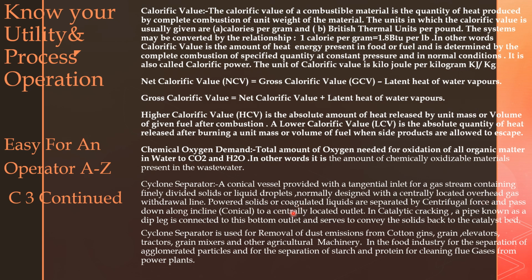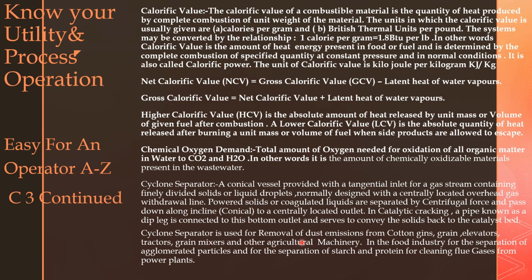Powdered solids or coagulated liquids are separated by centrifugal force and passed down along an incline or a cone to a centrally located outlet. In catalytic cracking, a pipe known as a dip leg is connected to this bottom outlet and serves to convey the solids back to the catalyst bed.